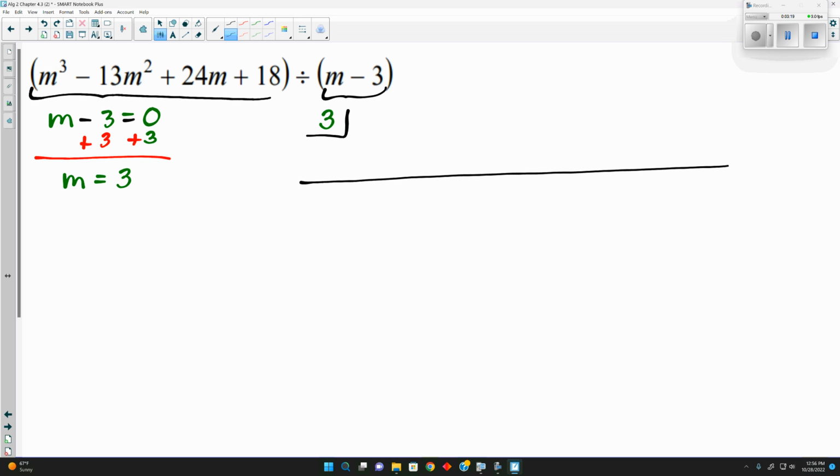Now the next part is we're going to take all the coefficients, the number in front of the variables. We're not going to take the variables, just the numbers in front of them. And we have to have each variable. So here, the biggest one we have is m to the third. So we'll need a value for m squared, m, and our constant. We'll need each one. And if there's one missing, we put in a 0. So the number in front of m cubed is 1. Then we put the next number, which is negative 13, followed by the rest and 18.